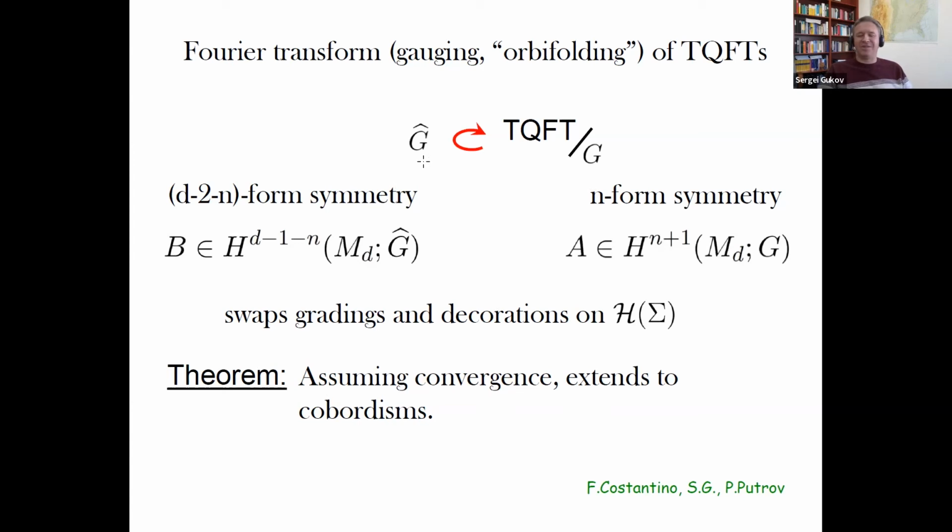And now you can see why I had to go through all this song and dance, because we could, of course, describe TQFTs with symmetry using the usual, more standard technology. But the point is that the dual symmetry would live in the wrong degree. So I had to introduce this notion of generalized symmetries to even talk about it.